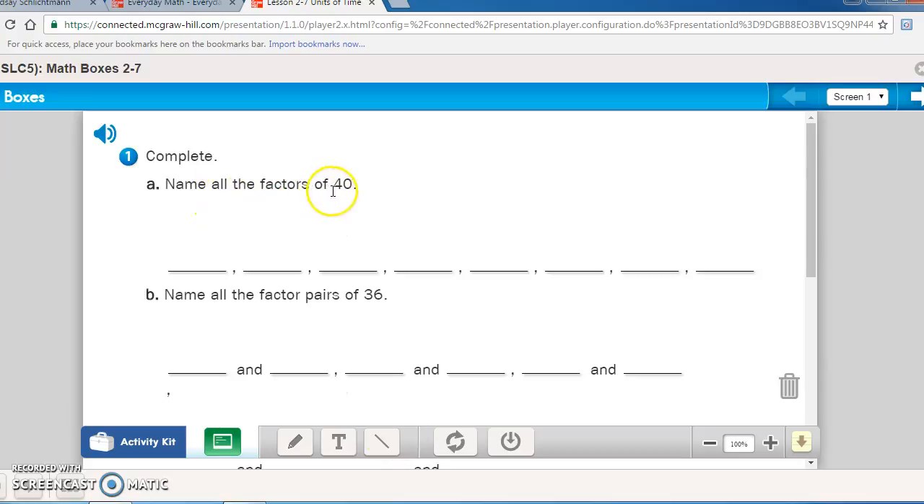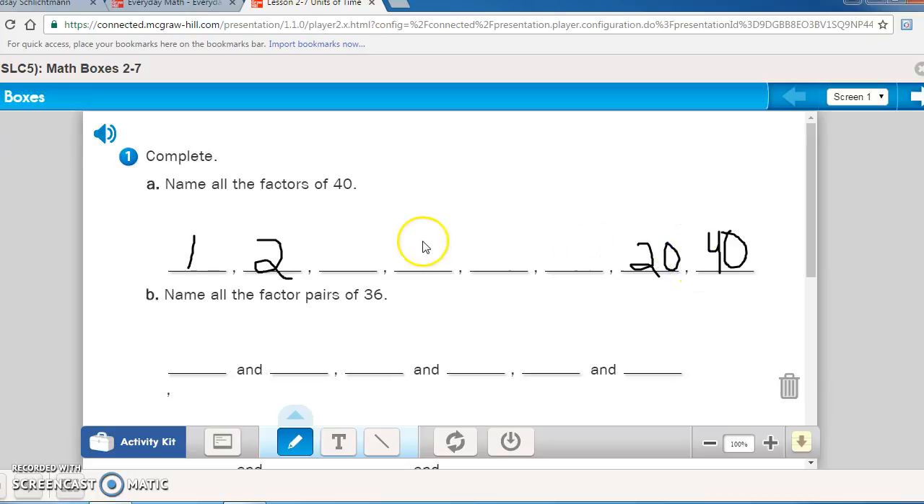Looking at factors of 40, I want you to remember that factors are multiplication numbers that you use to get 40 as the answer. So you put 1 and 40. It is an even number, so you know you're going to have 2 times something, so it would be 2 and 20. 3 times nothing is 40. 4 and 10 equal 40. And because it ends in a 0, we know 5 times something equals 40, so it's 5 and 8.